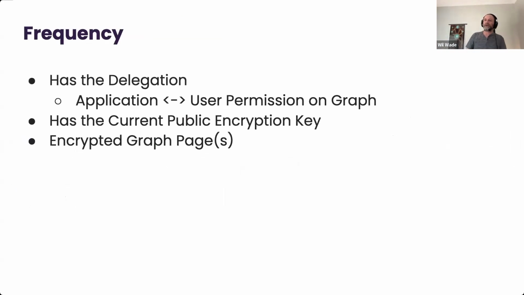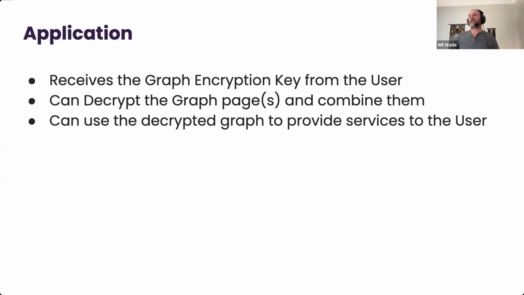So again, on Frequency, nothing has actually changed as to what's on Frequency. It still has that same set of data. It's just reading it off. But the application is a little different, right? It has to receive that graph encryption key from the user, and it can decrypt the graph pages then and combine them and then use that decrypted graph to offer services to users, such as, here's the feed of everyone you follow, or hey, you want to look up who's on your graph or see other information about them that the application has. So this is only part one.